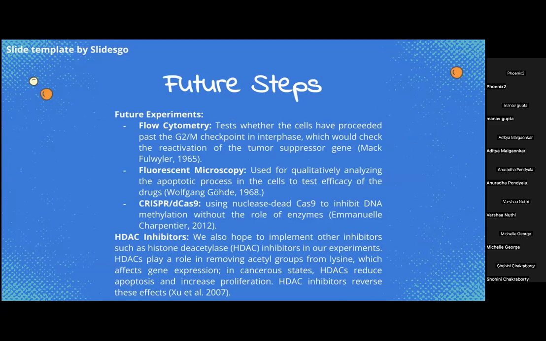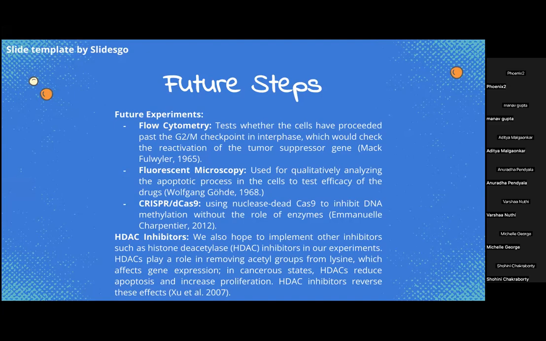And so our future steps, we plan on doing flow cytometry, which tests whether the cells have proceeded past a certain point of the cell cycle, like the G2/M checkpoint and interphase, which would specifically check if the tumor suppressor gene is being reactivated by the drug. And next, we plan on doing fluorescent microscopy, which is used to analyze the apoptotic process in the cells to test efficacy of the drugs. So using this assay, we can also check if the drug is efficiently reactivating the genes.